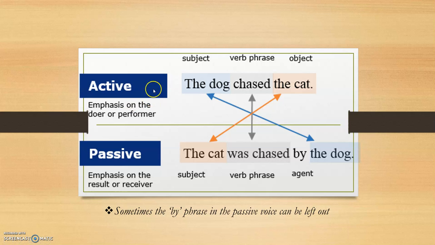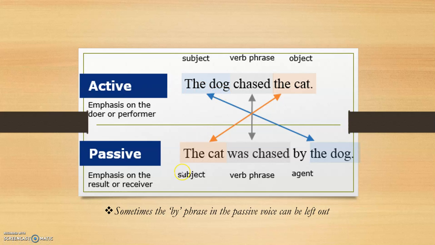Again, let's look at this sentence. The dog chased the cat. Now, which is the subject here? The dog. Chased is the verb phrase. Object, the cat. Now, first we are going to do what? First, identify whether the sentence is active or passive. Who is doing the action here? You're going to ask the question. The dog is doing the action. So if the dog is doing the action and if the dog is the subject, what voice is it? Active voice. Yes. So the emphasis is on the doer or the performer. The one who's doing the action is called the doer or the performer. So this is an active voice.